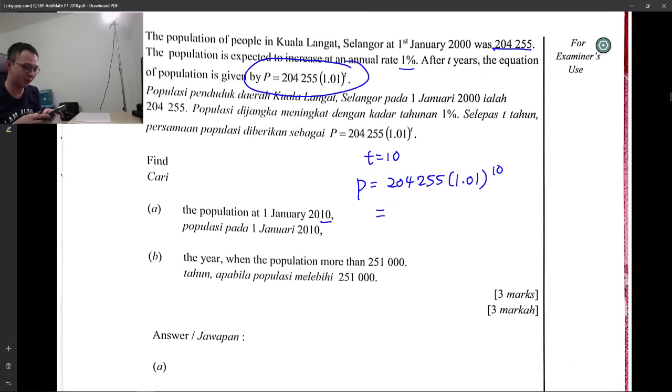204,255 multiply 1.01 power of 10. So you should get 226,24. Or if you want to round off, it becomes 25 also can. Yeah, this one should be your answer.